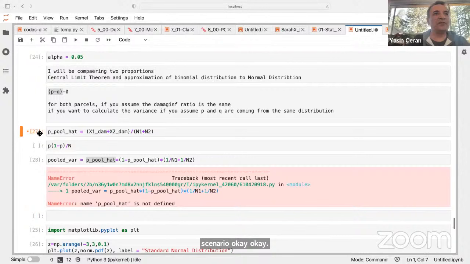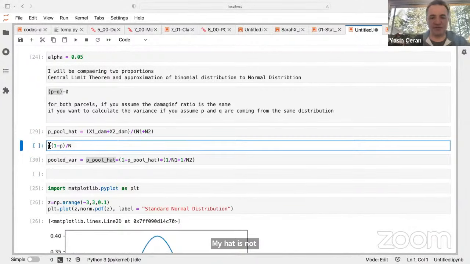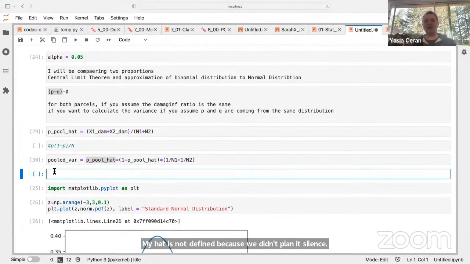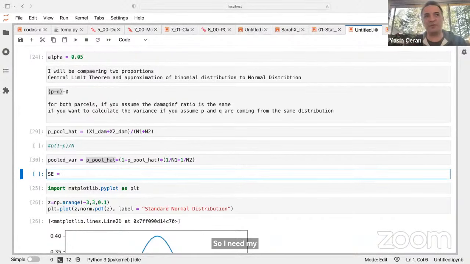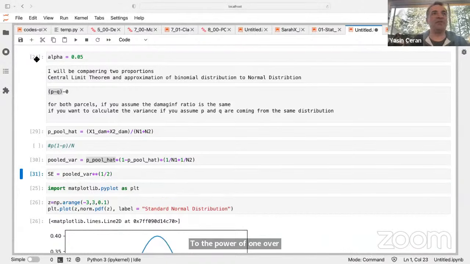P pool hat is not defined because we did not find it yet. Okay, so I found the pooled variance. Now it is time for me to continue with my hypothesis testing. So I need my standard error. Standard error is the square root of the pooled variance, so if you like, you can simply say pooled variance to the power of 1/2. Okay, so I got the standard error.